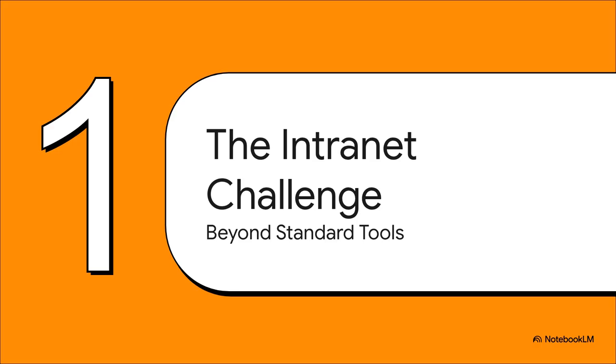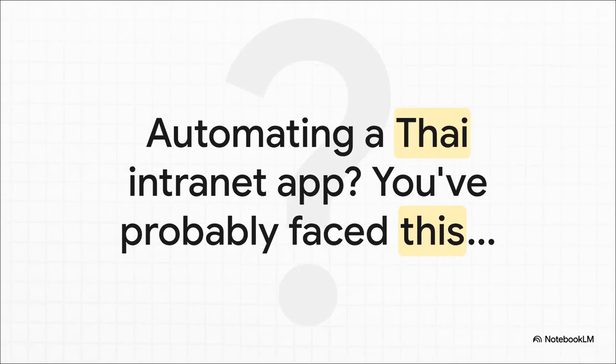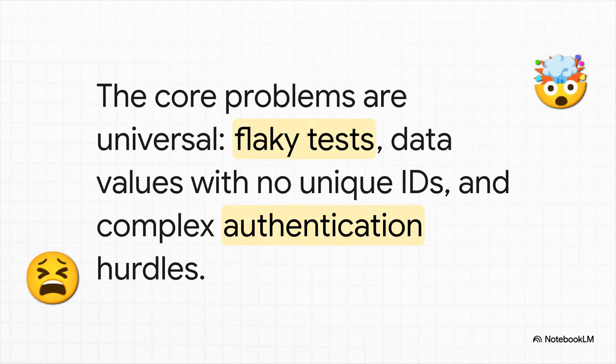Right, so what is it that makes automating a corporate intranet so incredibly difficult? Especially when you're dealing with something tricky, like handling Thai language data. I mean, if you've ever tried to automate a system like this, you know exactly what I'm talking about. The sheer pain of trying to grab a key piece of data like yod ni tantone, which is just an initial debt amount. And look, these pain points, they're pretty much universal. You've got your flaky tests that just randomly fail for no good reason. You've got data values hidden away with no unique IDs to grab onto. And of course, the login nightmares, those complex corporate authentication hurdles that kill your scripts before they even get started.